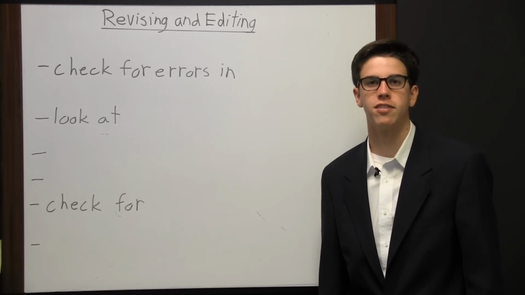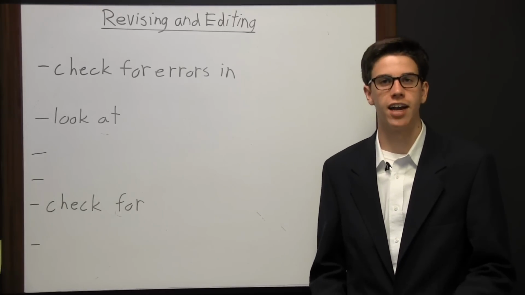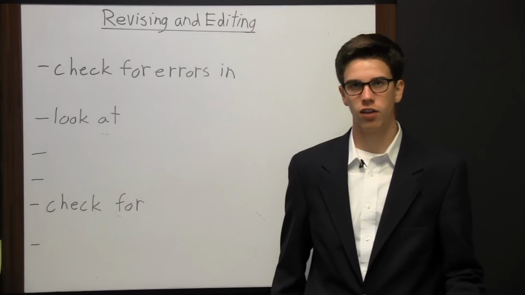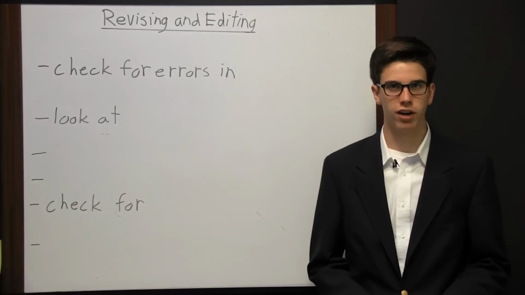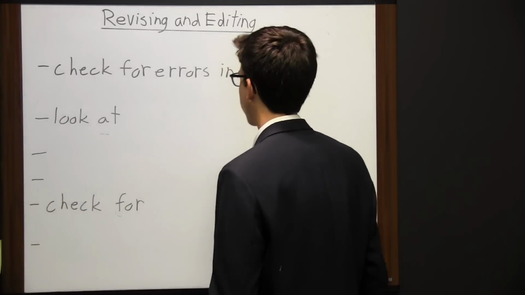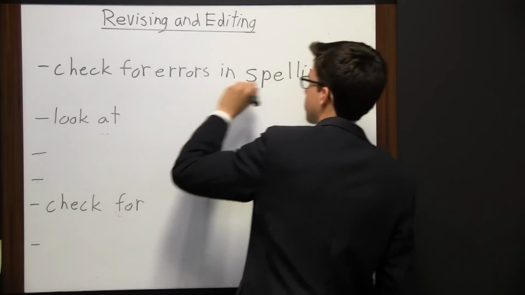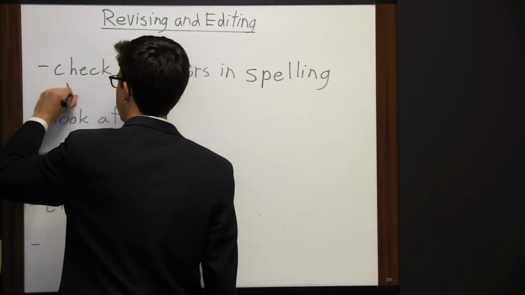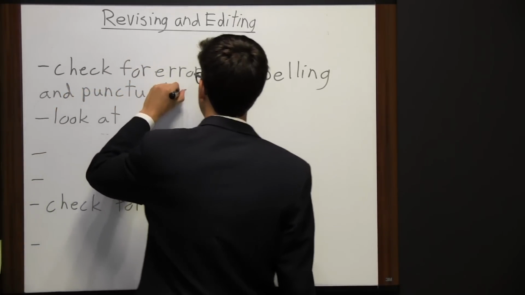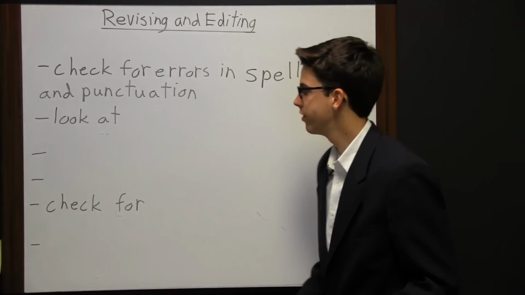After you've written a rough draft, it's important to read back over that paper and improve it, to revise and edit it in order to make it better. Now, in order to make that paper better, you need to read all of that paper again. You need to look over every single paragraph to reread everything that you've written. So one thing you need to look for is you need to check for errors in spelling and punctuation. So by checking for errors in spelling and punctuation, you're going to be improving your writing.